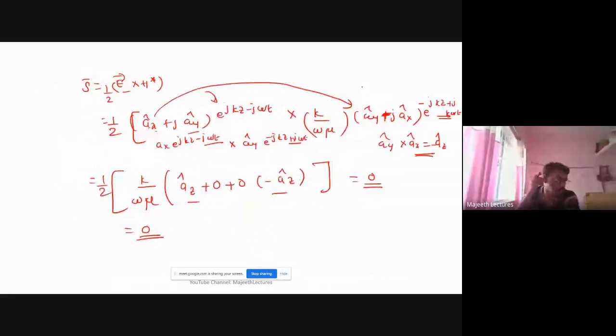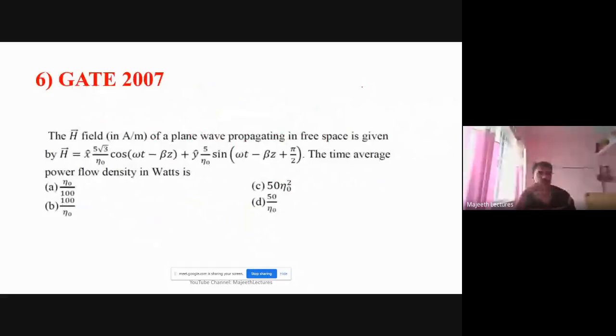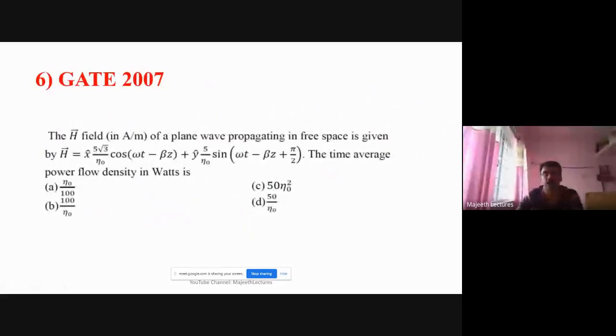Next, this one you can solve on your own. The answer for this question, I think, is 50 by eta. Try to solve on your own. If you have any doubt, please ask me in my channel or on the phone number I have given. So that's all about the things we must know about the Poynting theorem.